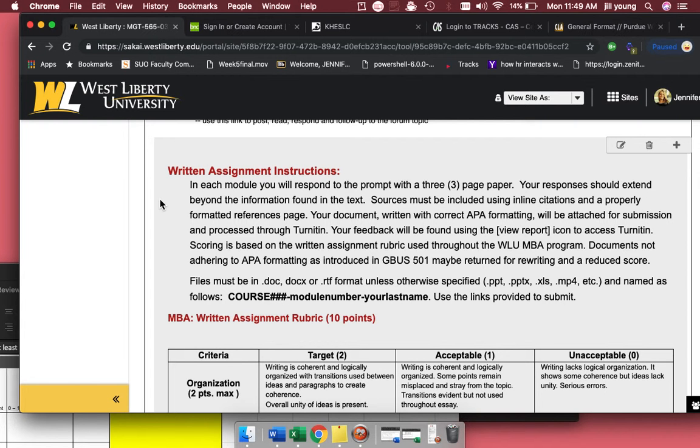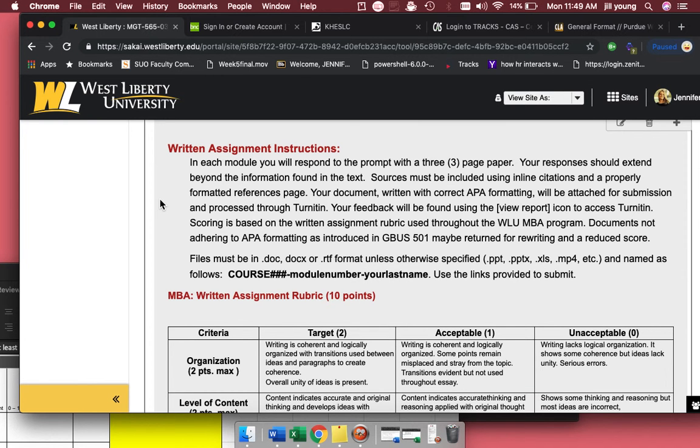Okay. APA formatting, like I just said, we do process these through Turnitin, so make sure that you're using your own words. And just remember, APA is important, especially at this point. You're at a graduate level. Documents not adhering to this format could be returned for rewriting and a reduced score, and I will do that. So make sure that you're paying attention to the format.